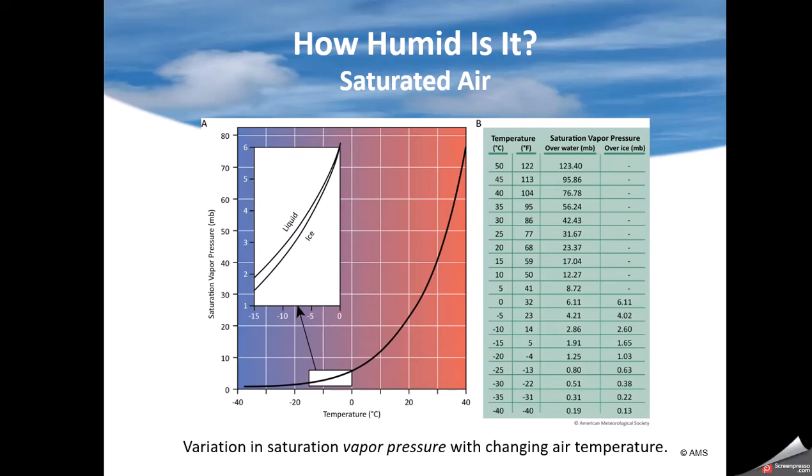So the hotter the air is, the more water it can hold. If you're in the middle of winter and it's 10 below zero, guess what? It's not holding a lot of water. The saturation vapor pressure to saturate it is 1.25 millibars. However, if it was over ice, which that temperature could be, it's 1.03. So you can see the saturation vapor pressure over ice is actually lower than over water.